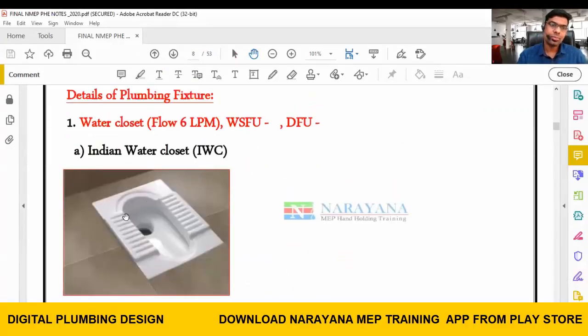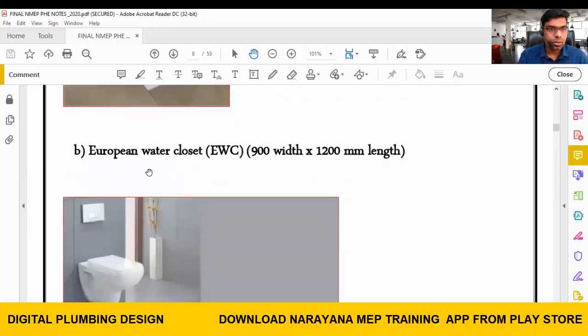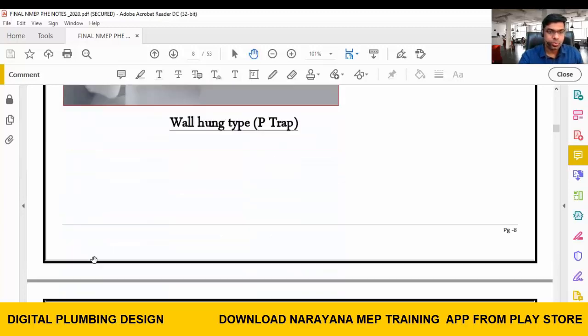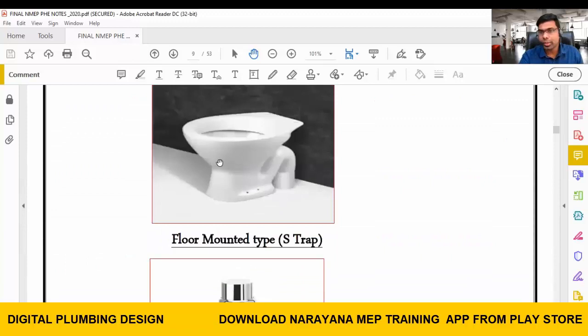So if you see, this is our Indian water closet, in short called IWC. In schools and colleges you will find this type of water closet. Here the flow is 6 LPM. Second one is the European water closet. In malls and airports you'll mostly find this type of WC. Here again you have two types: one is wall mounted, and another is floor mounted. Here you can see it is wall mounted on the wall. Second, we have the floor mounted.